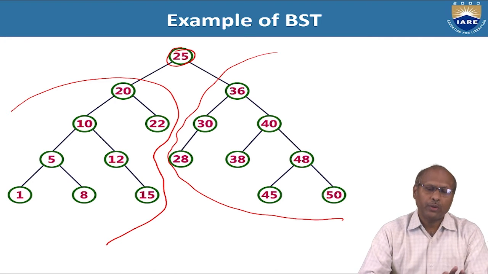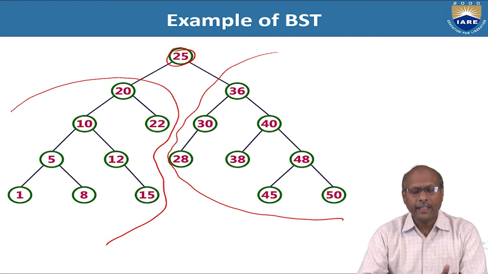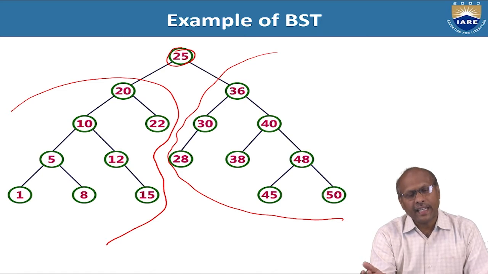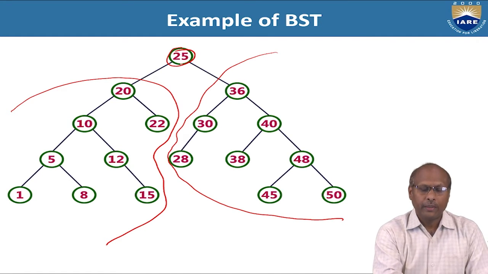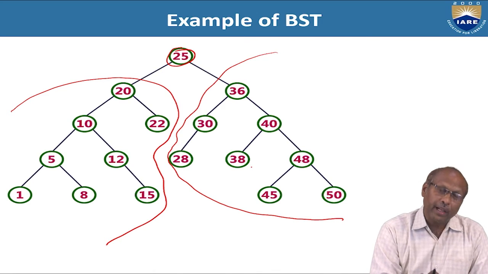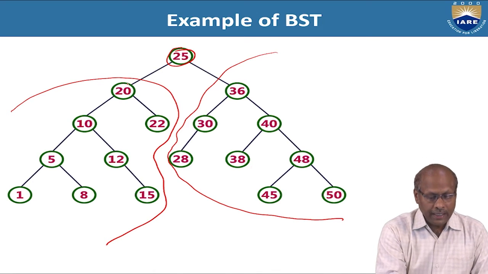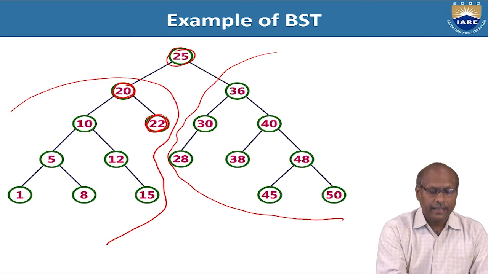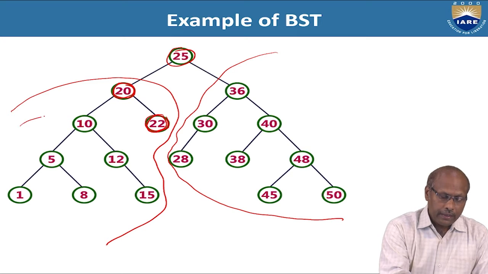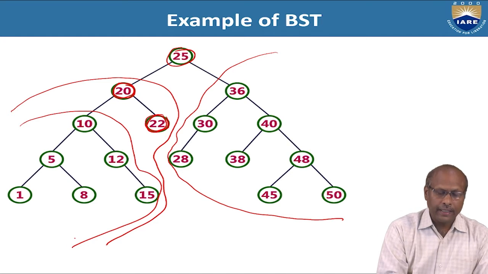So all values which exist on the left side are less than the parent, and all values which exist on the right side are greater than the parent. Here the value is 25, so 25 is my parent node. Similarly, for every subtree you have to check. Here, 20 is my parent and 22 is its right child, so 22 is greater than 20. Similarly, the left subtree of this, these are all less than 20.